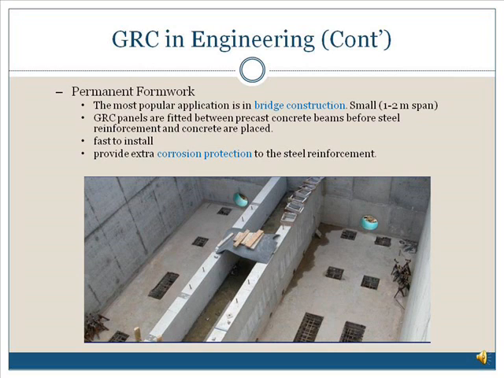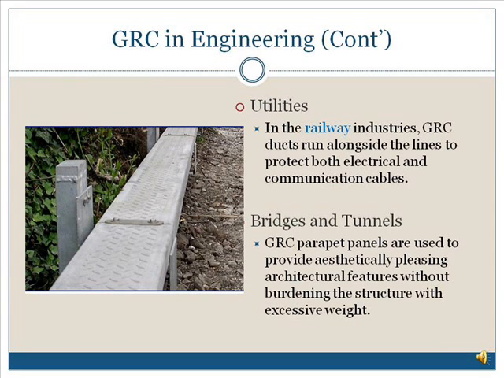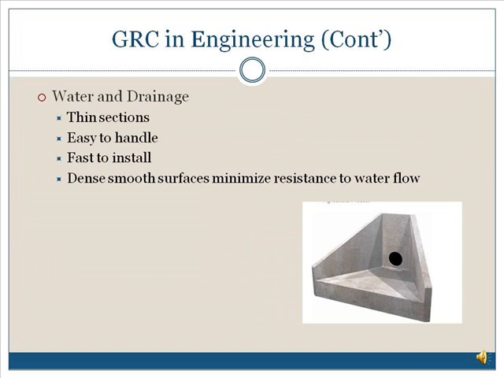As we said, GRC is used in permanent formwork, especially in bridge construction for small spans 1 to 2 meters. It provides extra corrosion protection to steel reinforcement. Also, it's used in utilities and railways, as well as tunnels and parapets for bridges. Finally, GRC in engineering is used in water drainage as it provides thin sections that are easily handled and fastly installed, and they provide dense and smooth surfaces that minimize resistance to water flow.